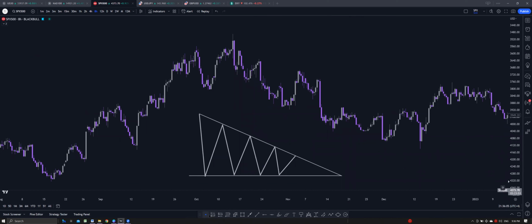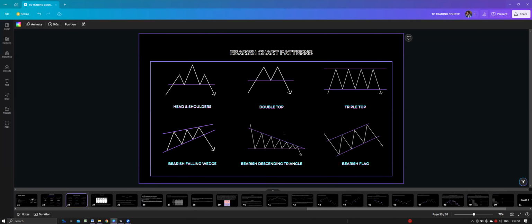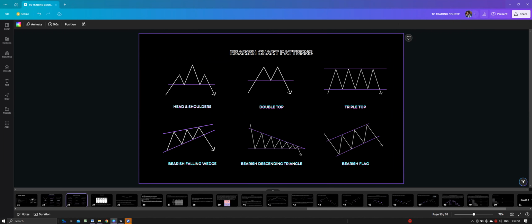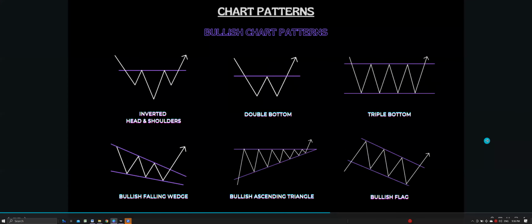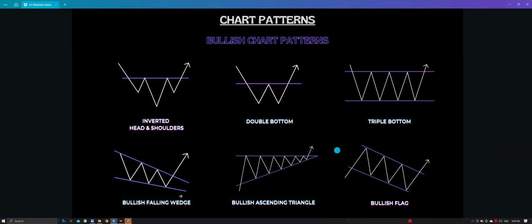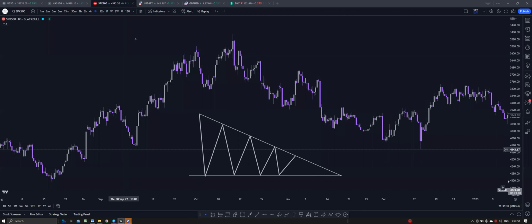All right, so let's look at a different pattern here. Just like a double top, we can have triple tops, pretty much the same thing. Bearish descending triangle. So we have a bearish flag and a bearish falling wedge. Vice versa, we have the same thing when it comes to the bullish side of things: a bullish falling wedge and a bullish flag. The bullish flag is a parallel channel. I think I had a really good example here.